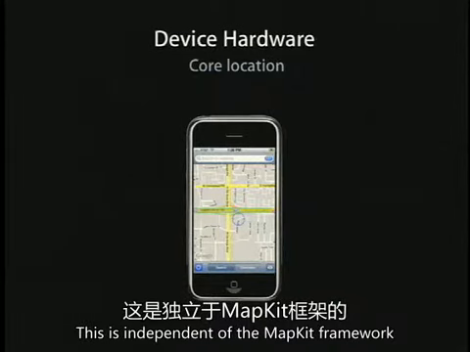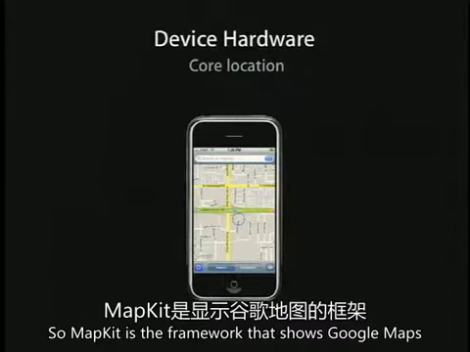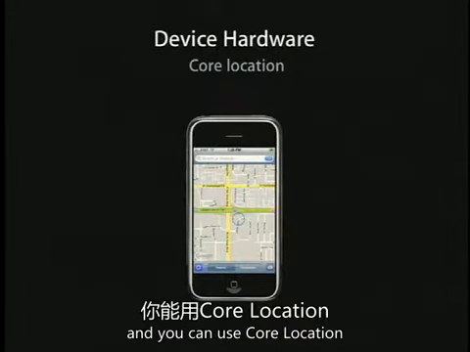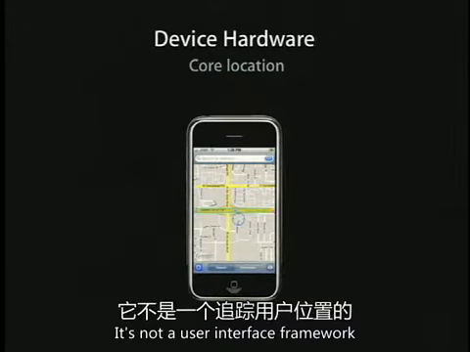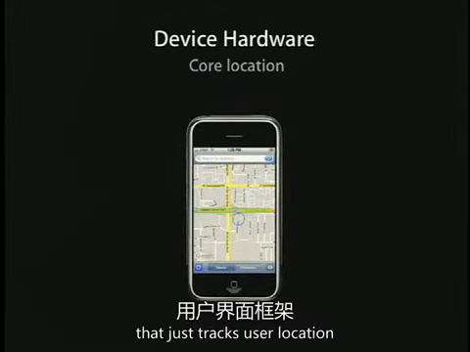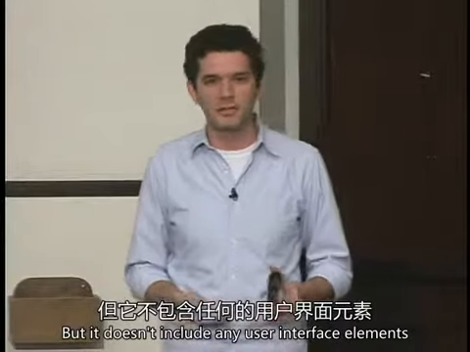This is independent of the MapKit framework. MapKit does, in fact, use Core Location, but you can use Core Location independent of MapKit. MapKit is the framework that shows Google Maps, and you can use Core Location to track the user's location on there. Core Location is a lower level framework. It's not a user interface framework; it just tracks user location and gives you raw data about that, but it doesn't include any user interface elements.